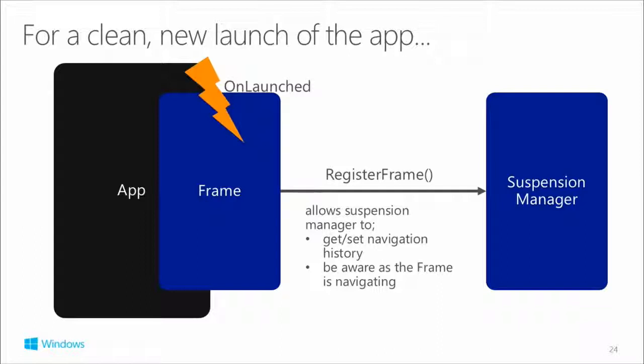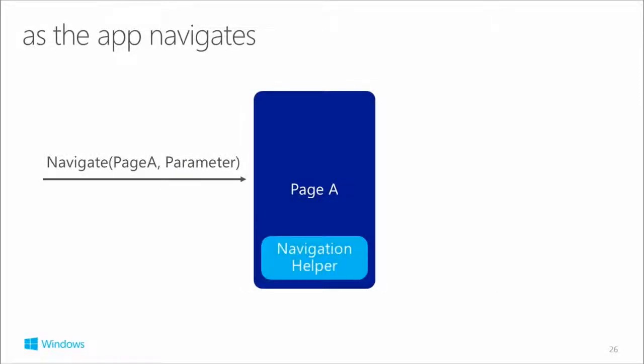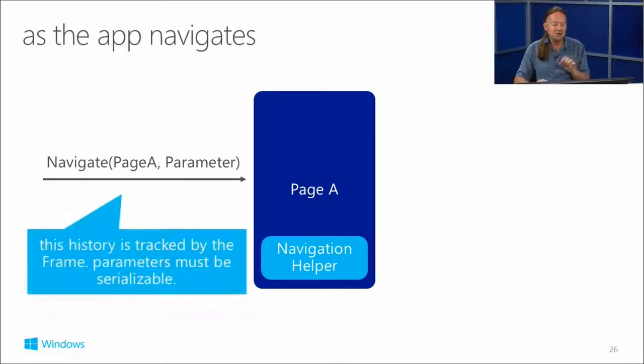And it keeps aware of that as the frame is navigating. The suspension manager is responsible on suspension for saving all that data away into permanent storage. Now, as the app navigates to different pages, that navigation helper comes into things as well. We already saw how it helps us with the back key handling, but the other thing it does is helping to store a lot of other data.